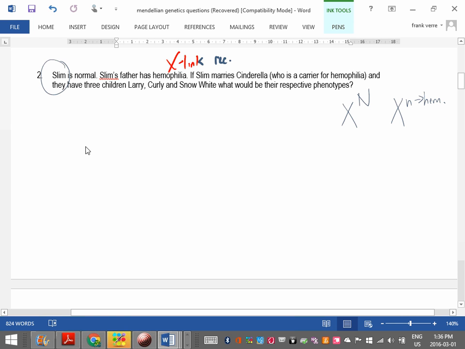All right. So Slim is normal. Slim's father has hemophilia. That information is irrelevant because what does a father donate to his son? The Y. So if Slim is normal, that means he's got a normal allele, and he's Y, right? So XY, he's normal. Now he marries Cinderella. Cinderella is a carrier, so Cinderella must be.